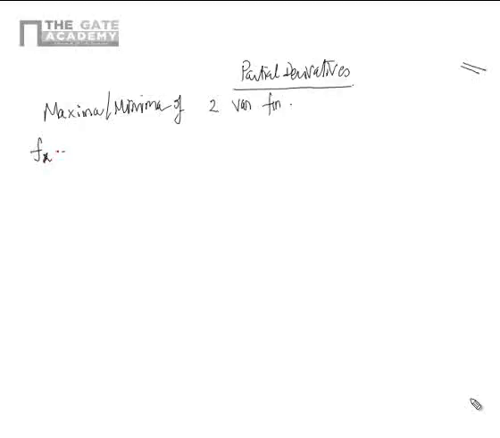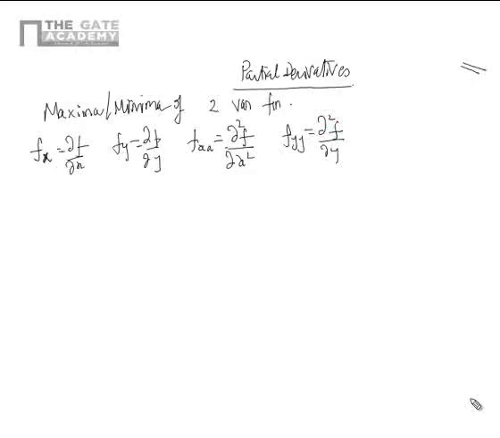Fx means dou f by dou x, fy means dou f by dou y, fxx means dou square f by dou x square, fyy means dou square f by dou y square, fxy means dou square f by dou x dou y, and we wrote that fx should be equal to 0, fy should be equal to 0.